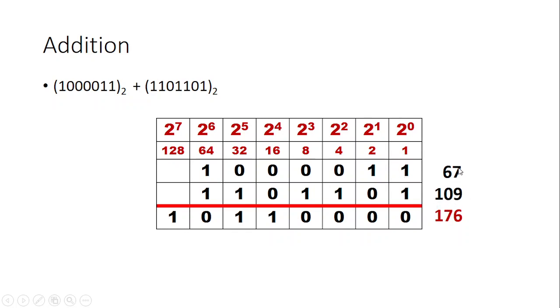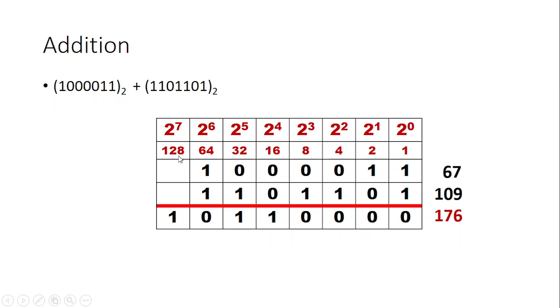Okay, add them together. 7 plus 9 is 16, 1 carried. 6 plus 1 is 7, and this is 176. So are we getting 176? We have the answer over here.